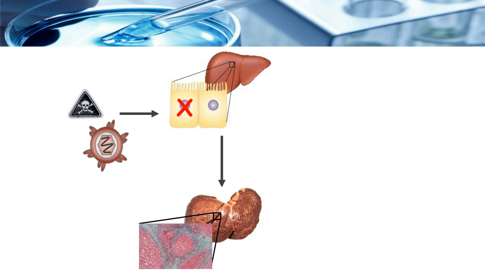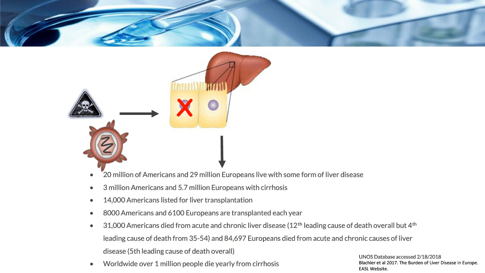This is a huge problem in the United States, Europe, and throughout the world. Over 20 million Americans and 29 million Europeans live with some form of liver disease. 3 million Americans and about 6 million Europeans live with the end-stage process of these liver injury processes. As a consequence, 14,000 Americans are currently listed for liver transplantation. About 8,000 Americans and about 6,100 Europeans are transplanted each year. And about 31,000 Americans die each year from acute and chronic liver disease.